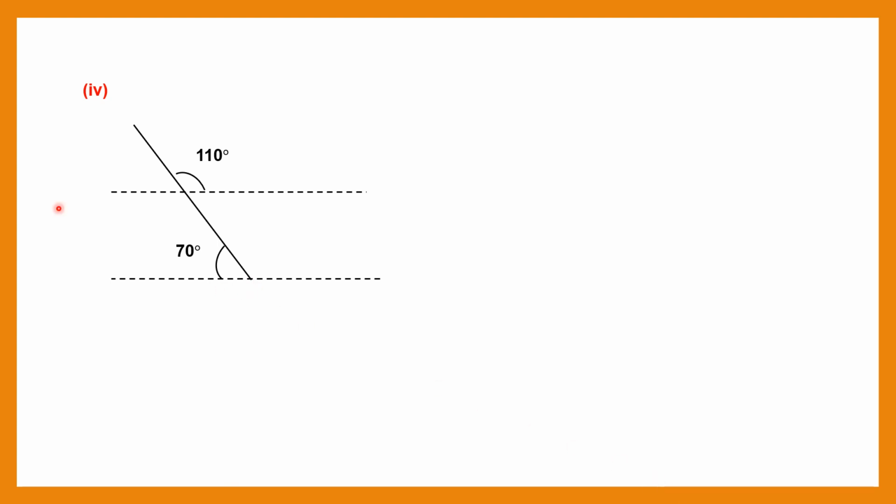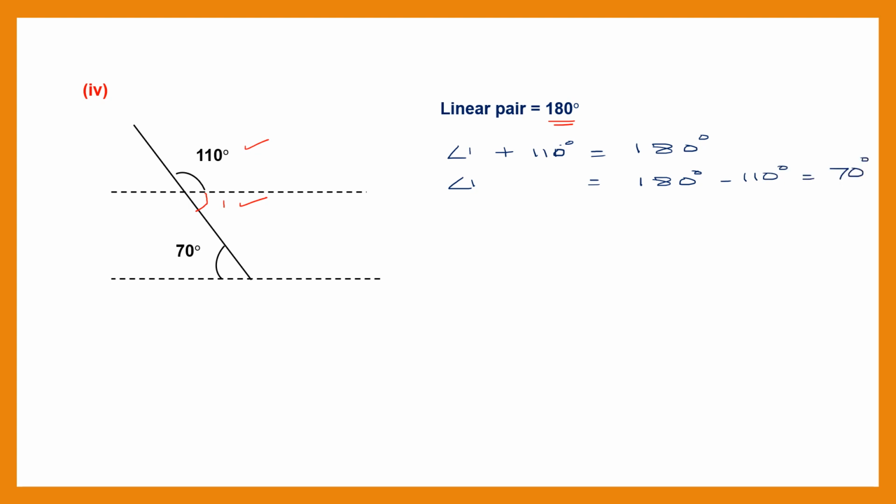So here what we're going to do is consider this to be a linear pair of angles. Let this be angle 1. So linear pair, that is 110 and angle 1 together should add up to 180 degrees. So angle 1 plus 110 degrees is equal to 180 degrees. That means to find angle 1, what should I do? I should say 180 degrees minus 110 degrees, which is 70 degrees. That means angle 1 is 70 degrees.